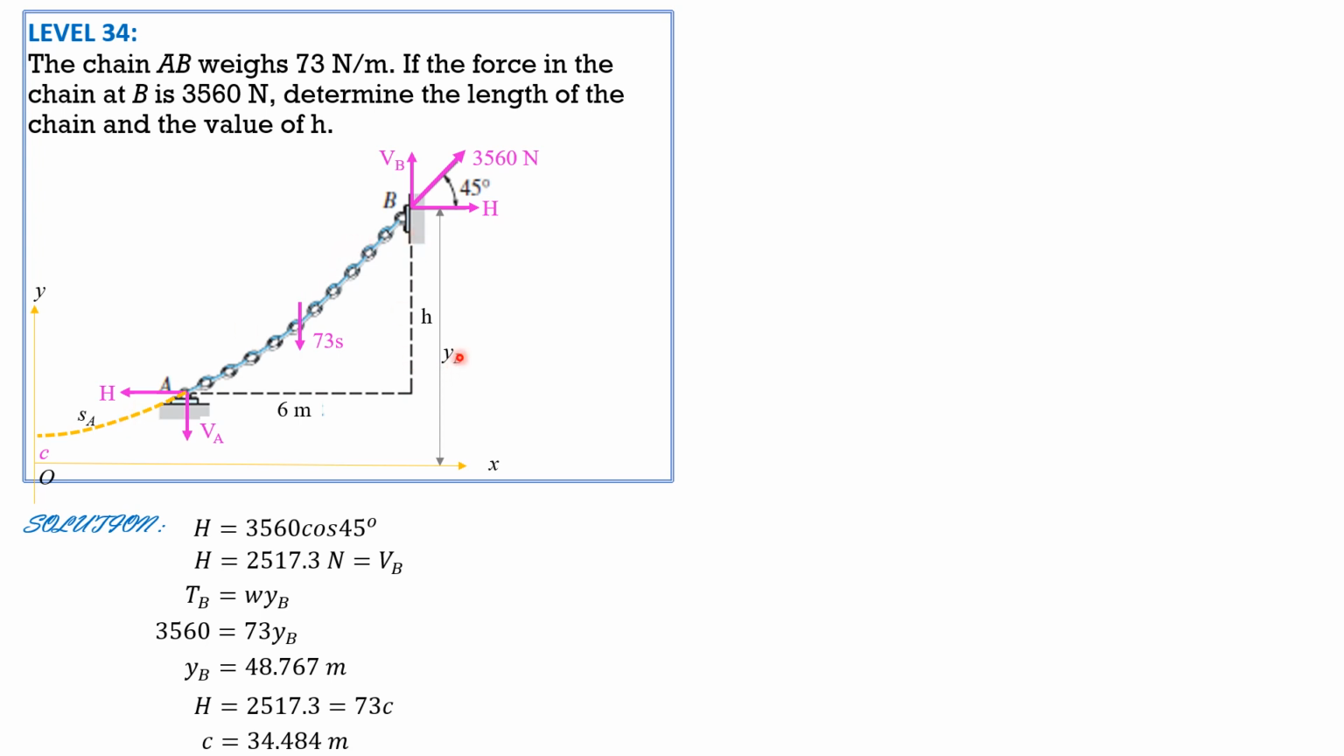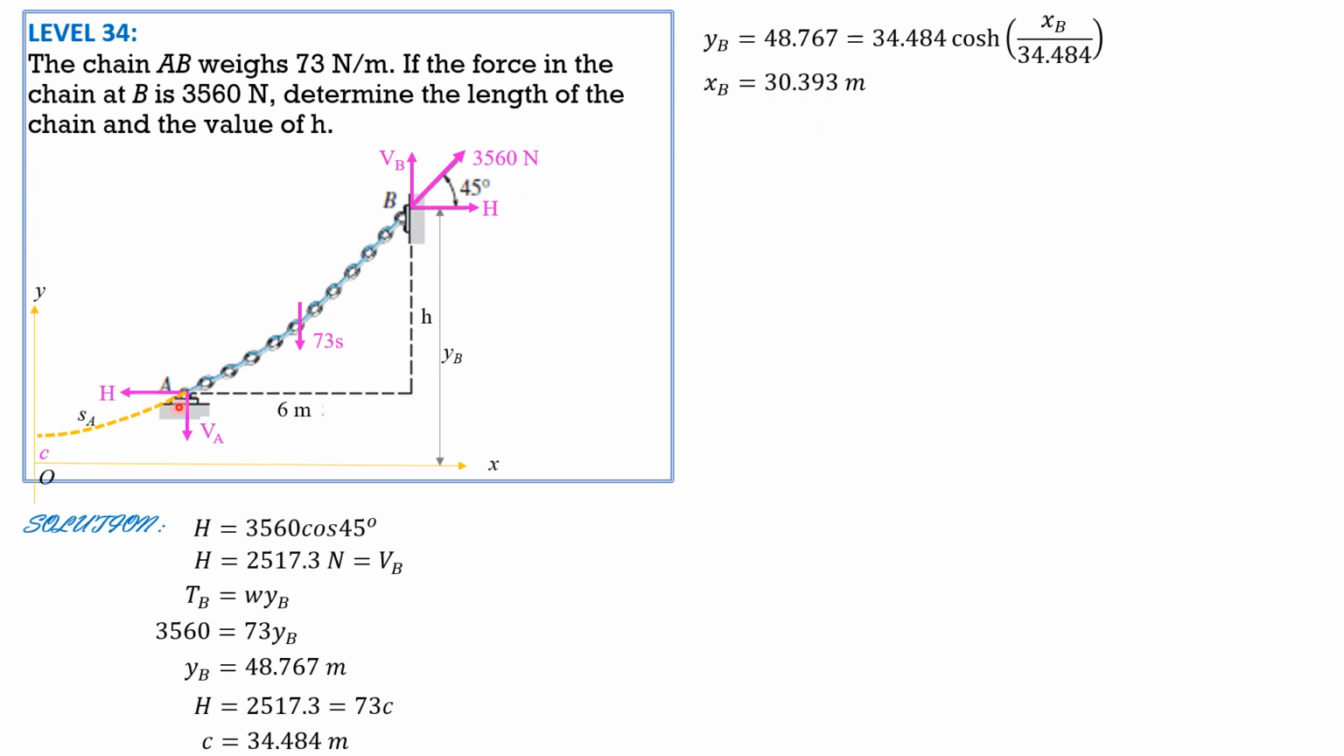But before that, let's solve for X sub B so that we can solve for XA. XB is the horizontal distance from the y-axis to B. Then XA is XB minus 6 because 6 is given. So YB, 48.767, equals C cosine hyperbolic of XB over C. So inverse cosine hyperbolic of 48.767 over 34.484, then times 34.484, is X sub B. X sub B is equal to 30.393 meters.